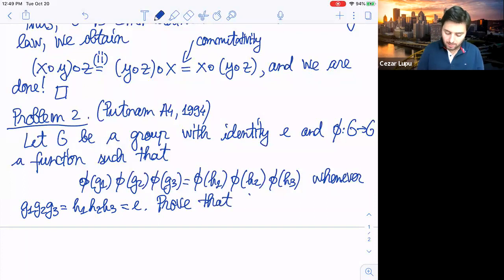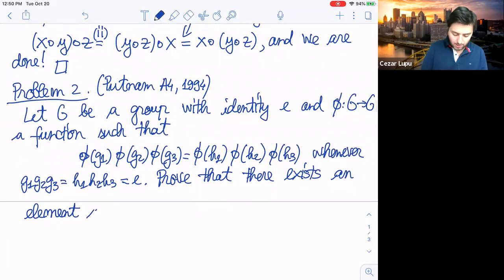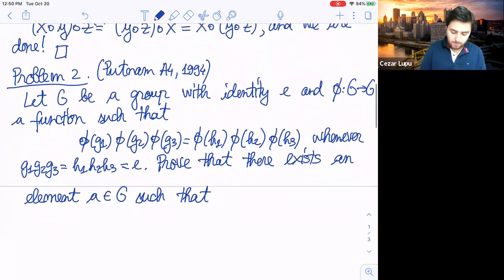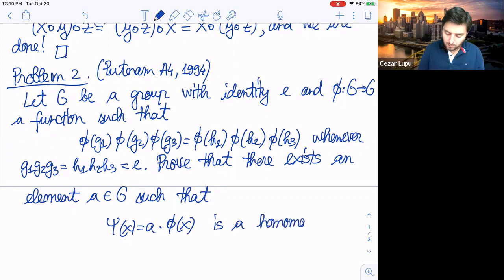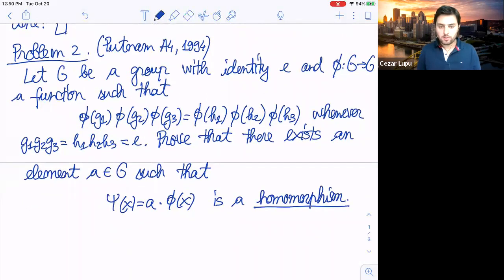Prove that there exists an element A in G such that this map here, psi of x, which is A times phi of x, is a homomorphism. And I'll explain immediately what this is. Those of you who have taken abstract algebra, you already know what it is.